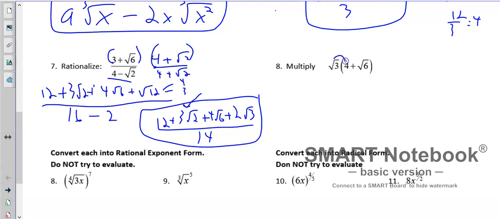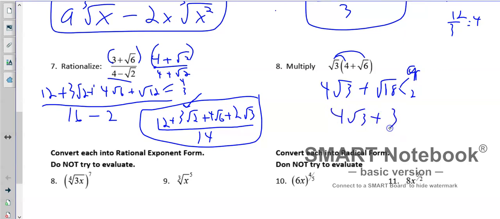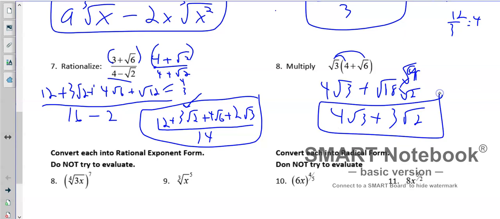Number 8, we're just multiplying. We're just sending it through as if it was a 3. But in this case, we can get 4 radical 3 plus 6 times 3 is 18. So radical 6 times radical 3 is radical 18. But we're not done yet because this breaks down to 9 times 2. 9 is a perfect square. So we get 4 radical 3 plus 3 radical 2, because this is really square root. And we stop. Cannot go any further.